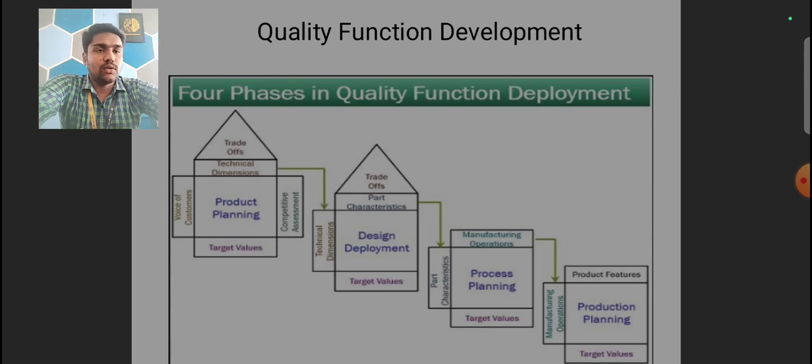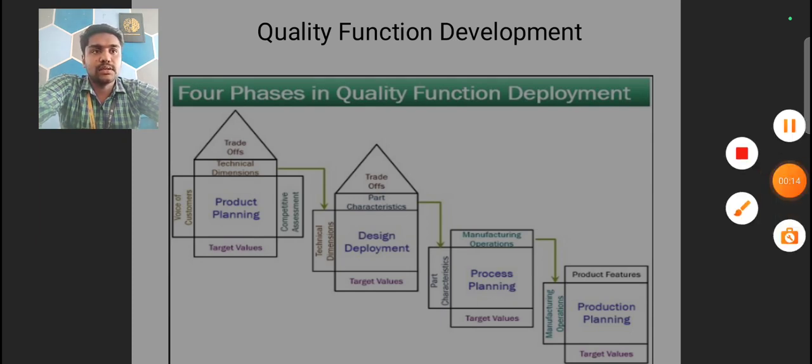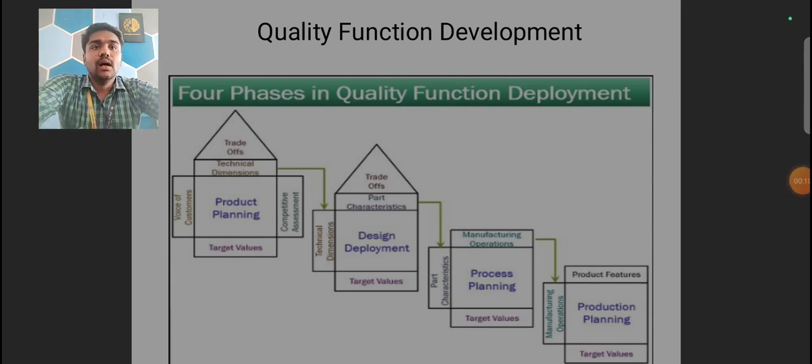Today I am going to continue the lecture on TQM tools and techniques from the previous lecture. In the previous lecture we discussed the Six Sigma rules and regulations, along with the procedure of the execution of Six Sigma. And here comes the next quality tool, or TQM tool, which is quality function deployment.